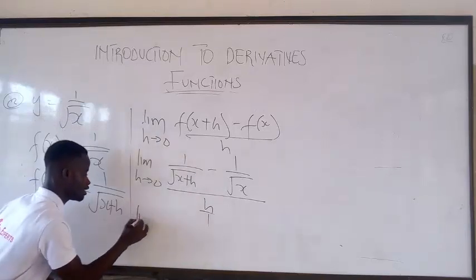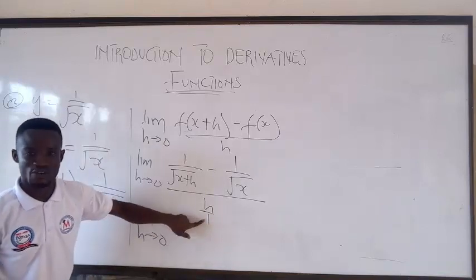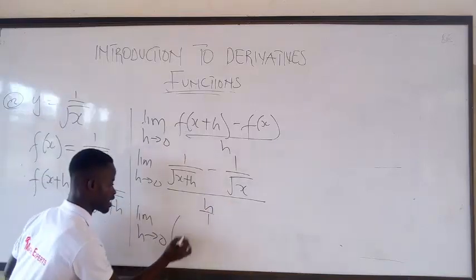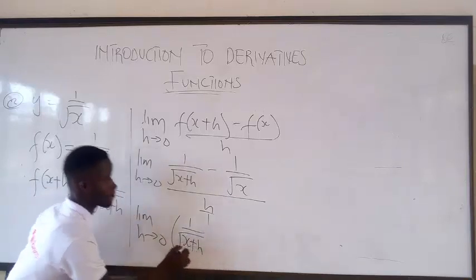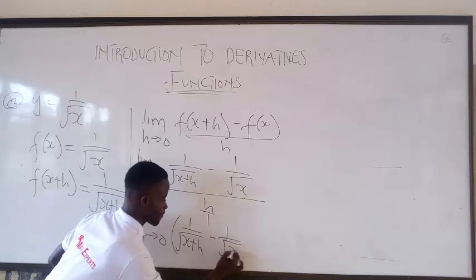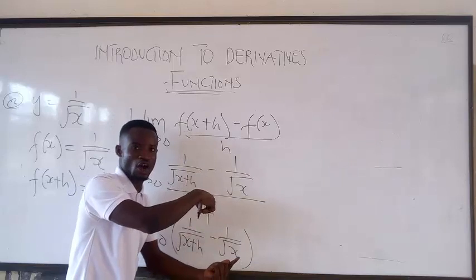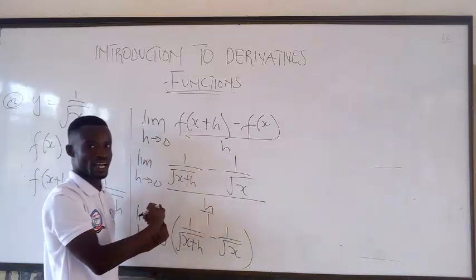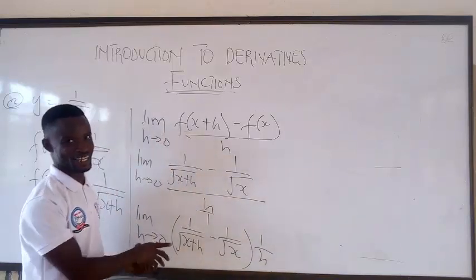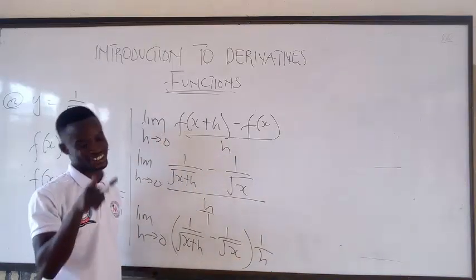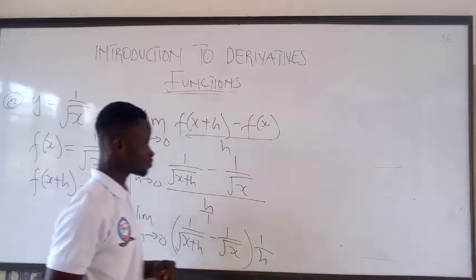So, alright, the limit as h approaches 0. Here we can take the reciprocal. You repeat the numerator, but with the denominator, we can take the reciprocal of it to multiply whatever is in the numerator. So we get 1 over h multiplied by the function. I hope you're not confused. I know you are a good student.